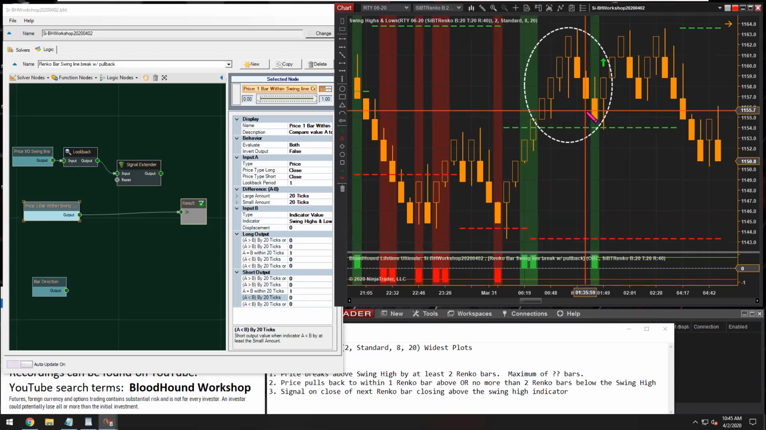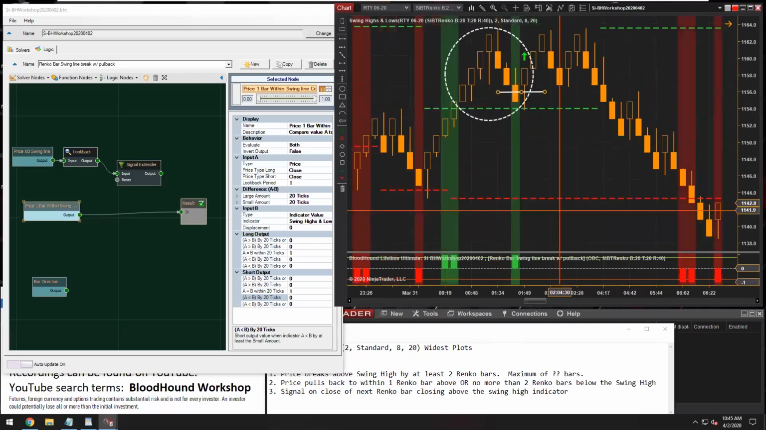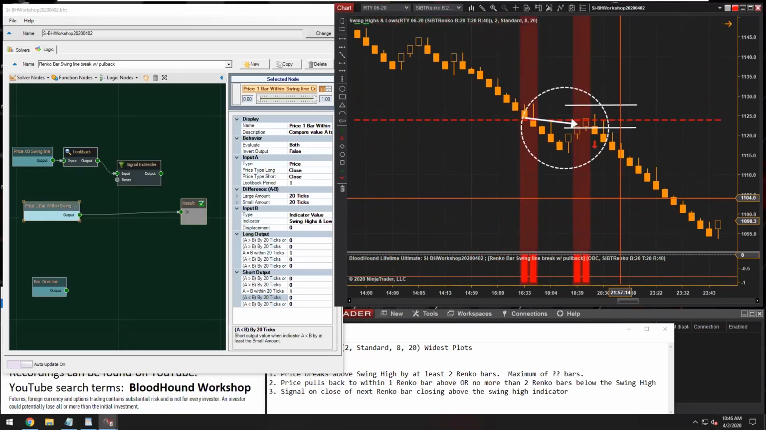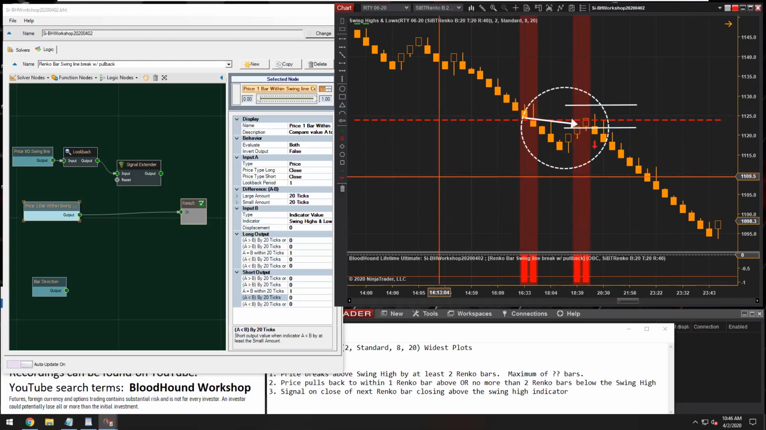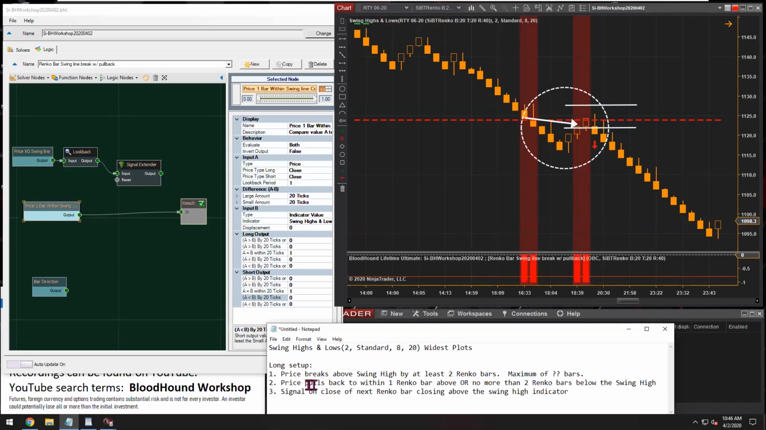So I guess if I wanted to visualize this, I think it's going to be something like that. Yeah. There. All right, so we have that. And so that's kind of like the first part of rule number 2. So that's the within 1 Renko brick.